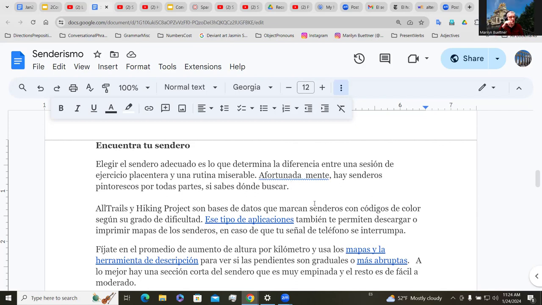Y la idea importante aquí es separar la palabra un poquito, sí. Afortunadamente. We just tack the -mente part on. Afortunadamente, sí. Choosing or picking the right kind of trail. Adecuado is literally adequate, but here it would mean the right kind of trail, yeah? Picking the right kind of trail is what makes the difference between a pleasant exercise session and a miserable routine.